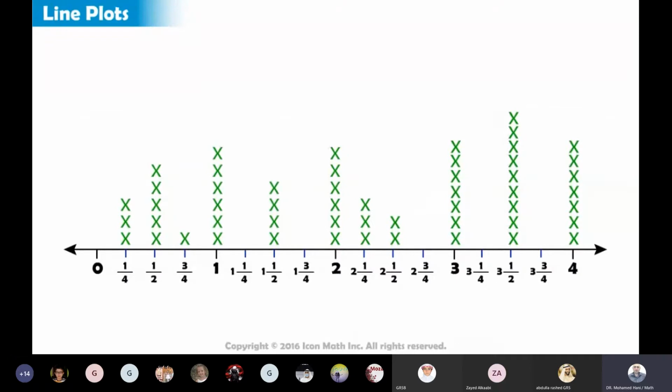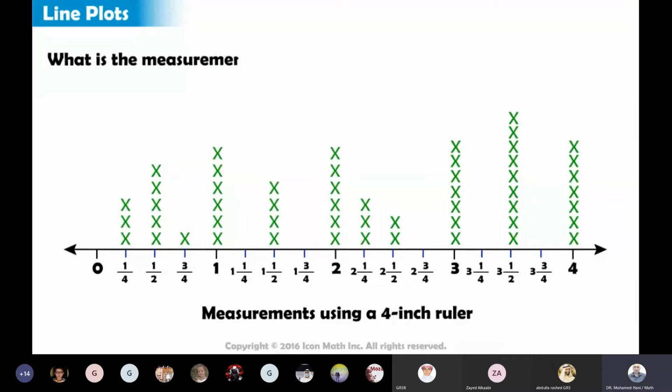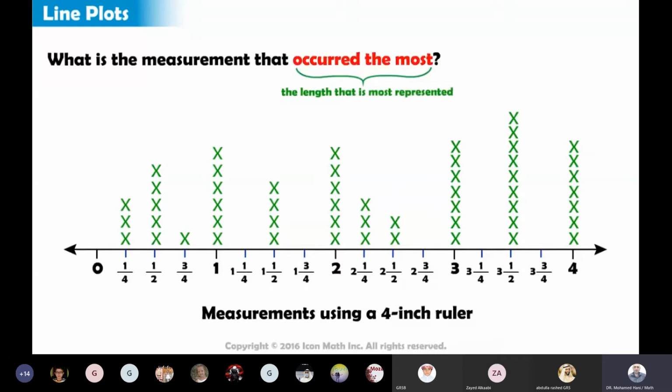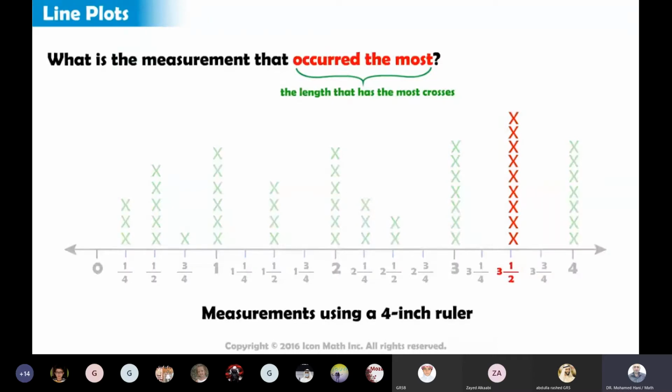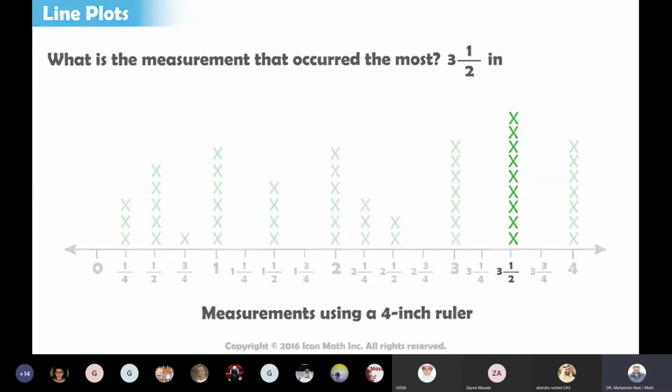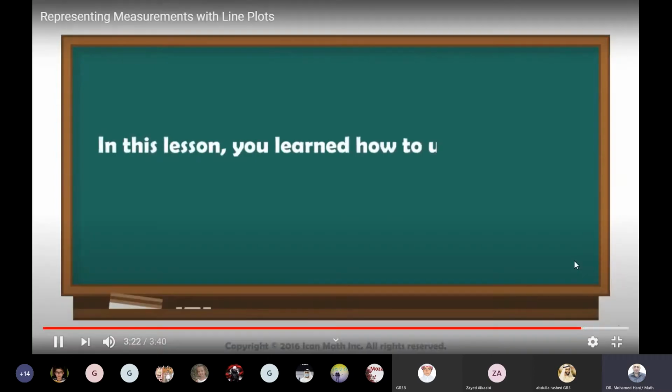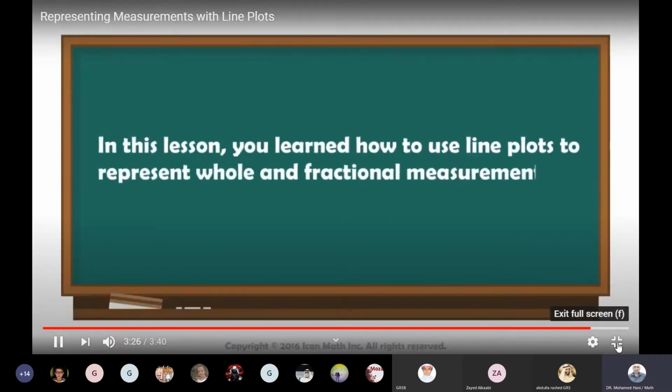Great! Now we can look at this plot and answer questions about the measurements the students made. For example, what is the measurement that occurred the most? This question asks about the length that is most represented in the line plot, correct? This means that we want to find the length that has the most crosses. The line plot shows that 3 1/2 inches has the most crosses. So 3 1/2 inches is the length that occurred the most. In this lesson, you learned how to use line plots to represent whole and fractional measurements of length.